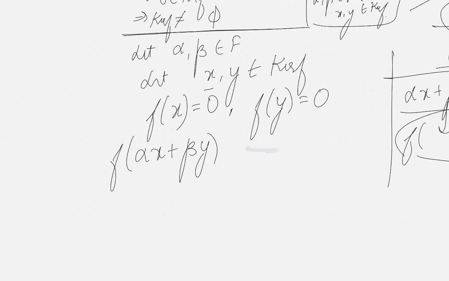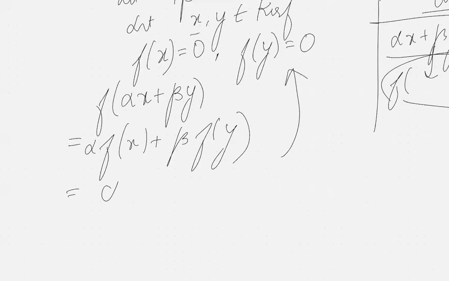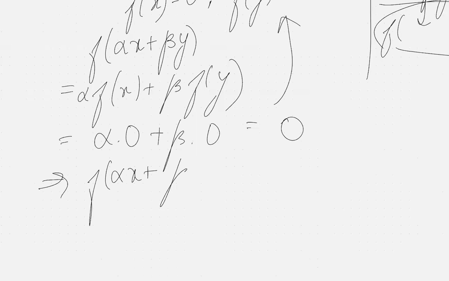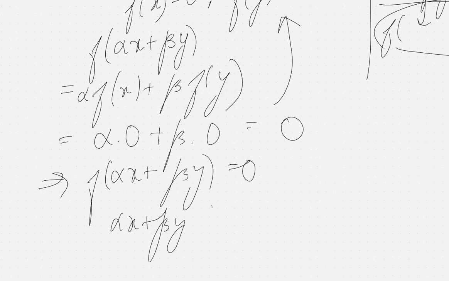Let's see what this is equal to. F of alpha x plus beta y is alpha times f of x plus beta times f of y, which from above we can see is directly equal to 0. So this means that f of alpha x plus beta y is equal to 0. Alpha x plus beta y is some element that is being mapped to 0. That means it is some element of kernel F. So thus at last we can say that kernel F is a subspace of V.